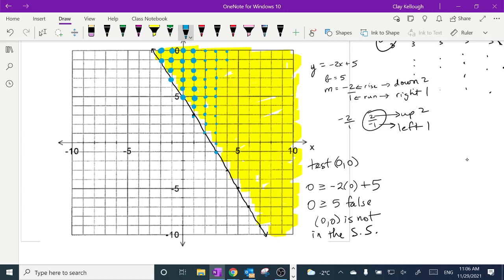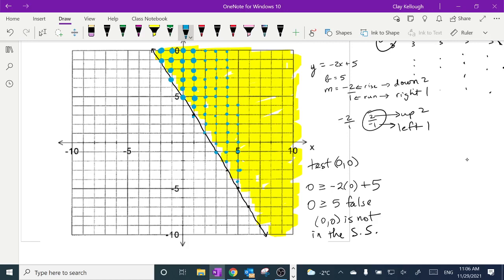Because 0, 0 was not part of the solution set. So this side with 0, 0 on it doesn't get shaded, and the other side does. You're supposed to. I guess I could have made a smaller diagram. To get the right answer. Oh, look at that. Make a bigger dot when you miss like that.